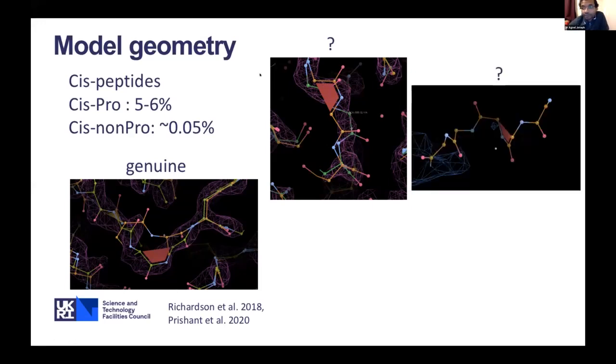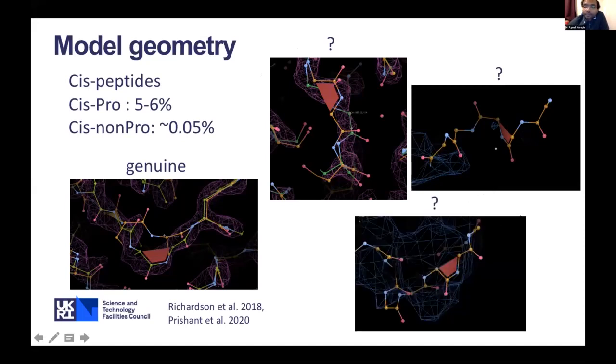So there are a number of cases. If you look at cryo-EM models, you will find a number of cases of cis non-prolines modeled. So here, in the other examples, you can see that there's no map information to explain this modeled cis conformation or the model outlier. So this has to be taken care of.